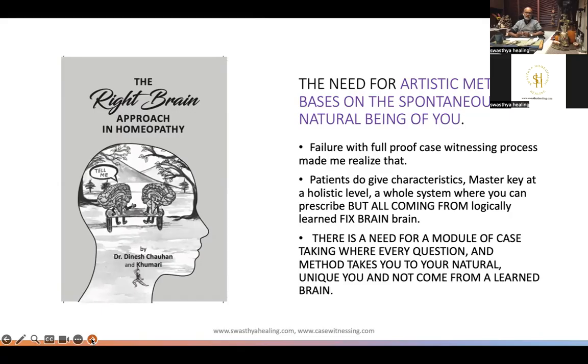And then I started applying this in my normal module of case taking. This became one more hint, one more area to be sure that the PQRS I'm getting, the characteristic I'm getting, is coming from the spontaneous, natural, individualistic center and not from any other center. It worked very well for the last 7 to 8 years, and that's where I published this book, and I'm sure many of you have this book.